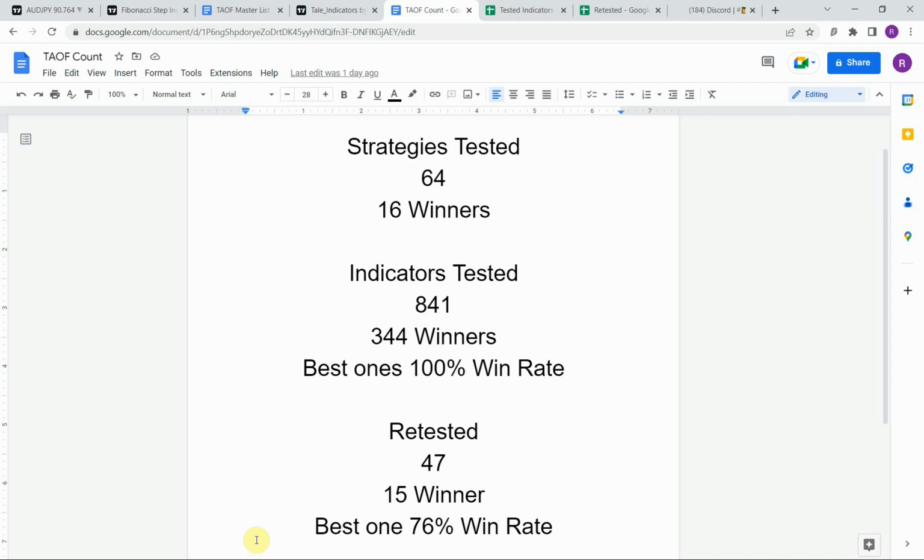We've also retested in the advanced testing 47 of the winning indicators. 15 of them have been able to maintain the winning status, the best one a 76% win rate. Now keep in mind that we test most of these strategies and indicators on the Forex and crypto market, but they can be applied to just about any market and time frame universally.